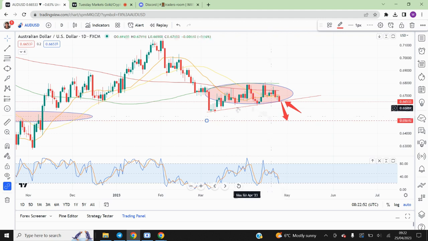So if you wanted to catch that move, you got that sideways boring movement, and then boom, you let the market do its thing.